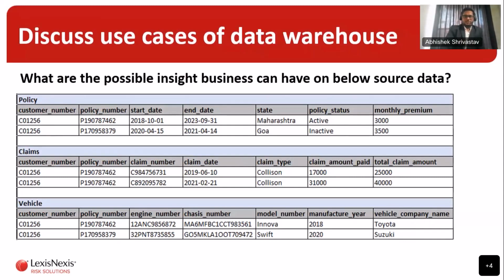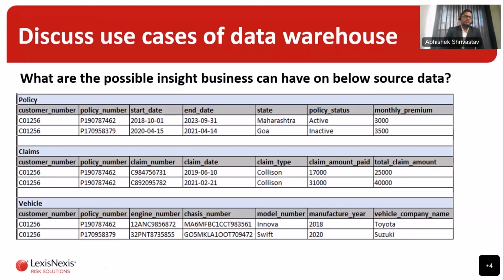The customer is nothing but the company which is giving the policy to specific people. So you can see the same company has two policies given to two specific persons, and this is the policy number, and this was the start date and the end date for the same, and in which state the policy has been issued, what's the actual status, and what sum amount the specific person is paying each month. Okay, so in the first segment we have captured the policy specific details.